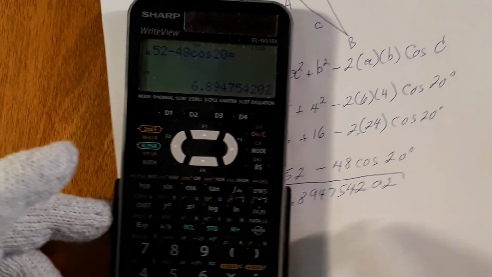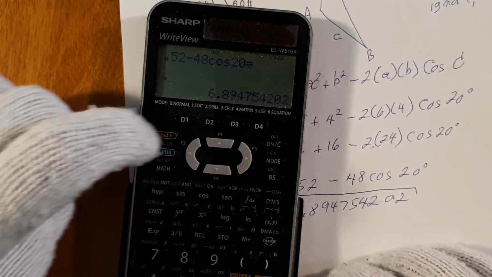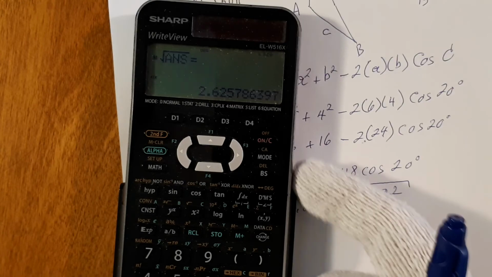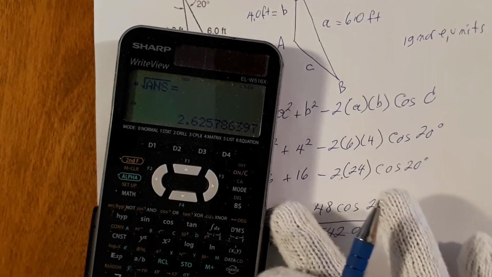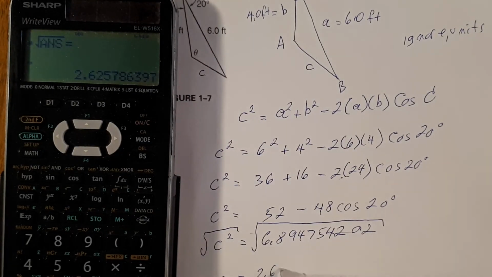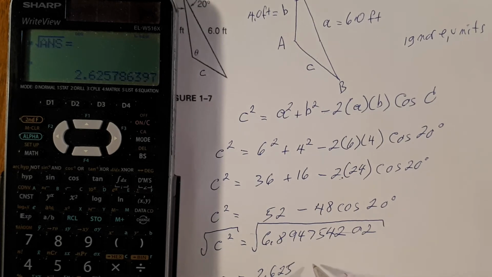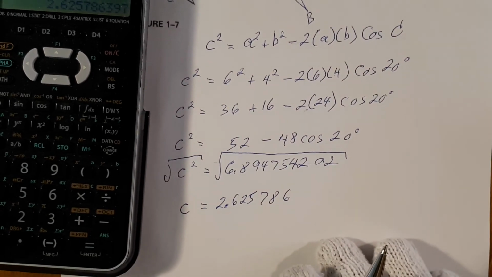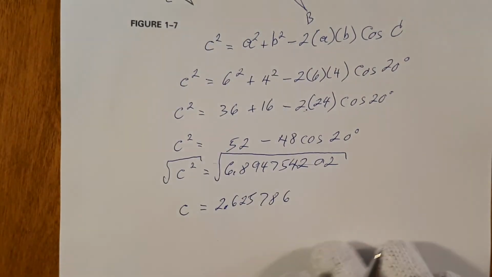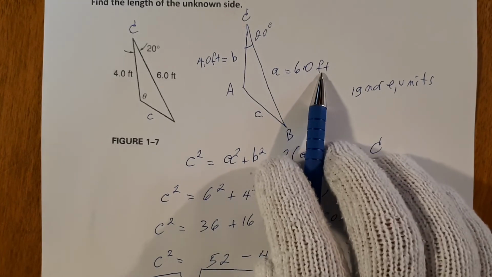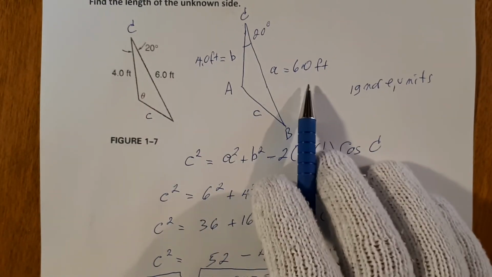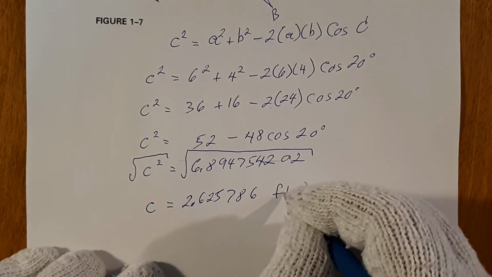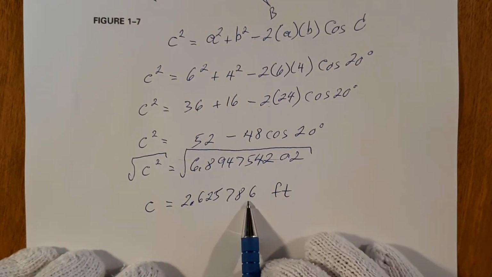I already have that number in my calculator, so it's simply a matter of putting in square root, second function, square root of that number is equal to, there's my answer, 2.6255786. I'll stop there. Now I also said earlier, this has to be in feet, because I left the units out. When I do all these calculations with the units, it would come to feet. But this is not the end of it.